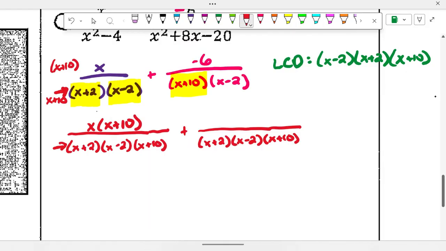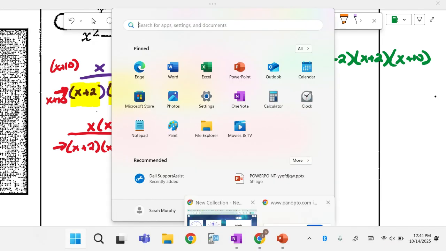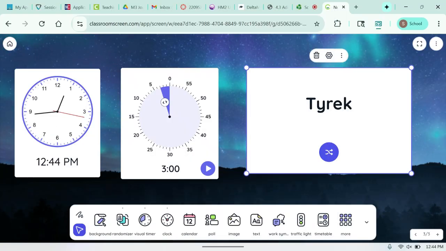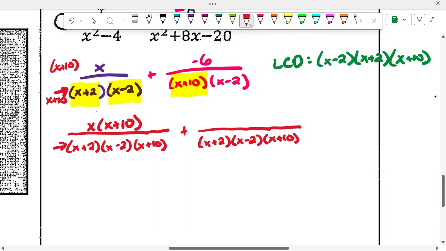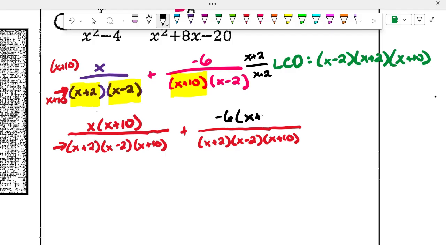All right. What would the other one be? Let's go Tyreek. So what do I multiply to the second fraction? What's it missing? X plus 2. Good. So I multiply by x plus 2 over x plus 2. This will be negative 6 times x plus 2.